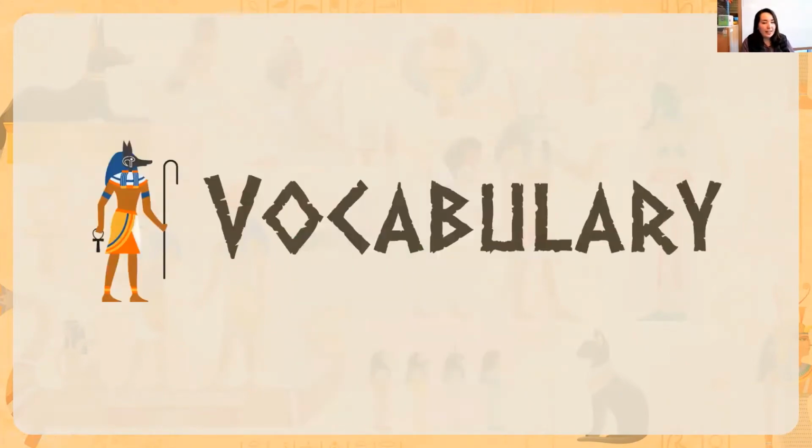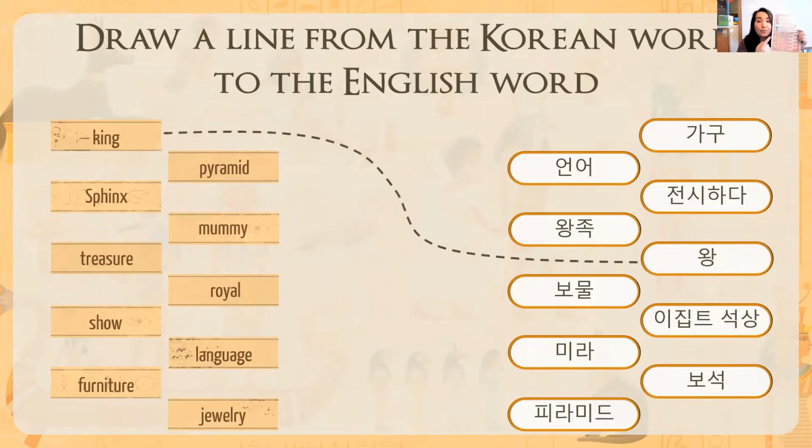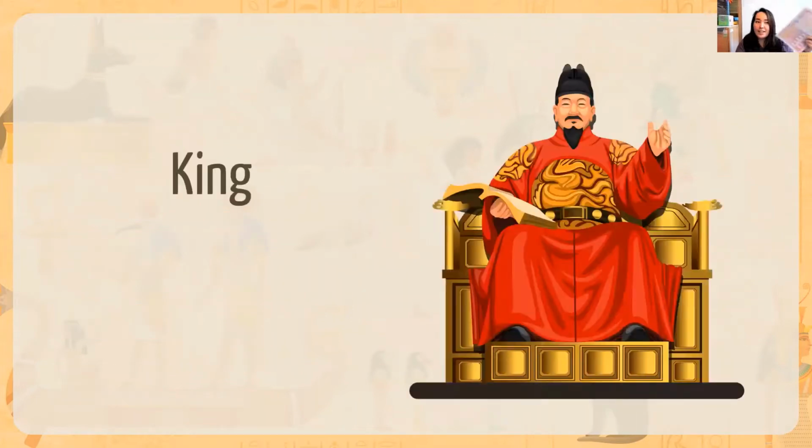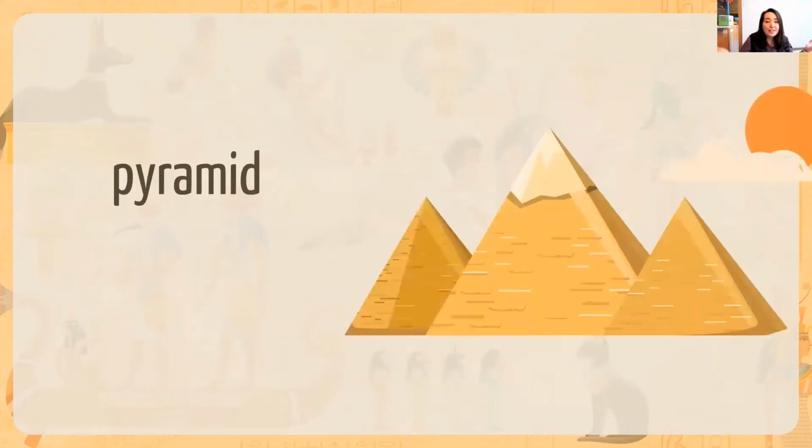And now let's look at our vocabulary. We are going to look at the English and match to the Korean, like so. When you see the English word and the Korean word, make sure to connect. The first one is, of course, the king. Wang. So go ahead and connect that if you haven't already. Next we have the pyramids. This is where the Egyptians put their family members who passed away.